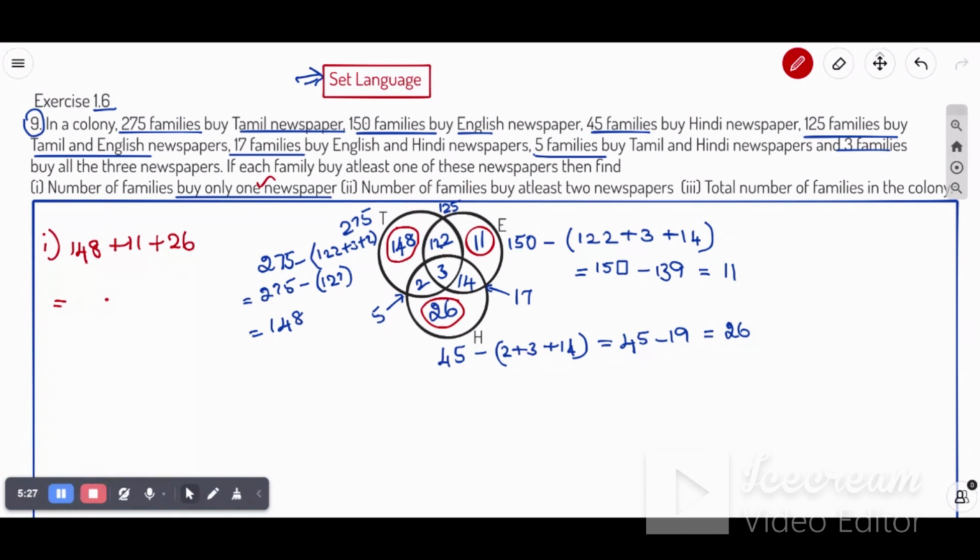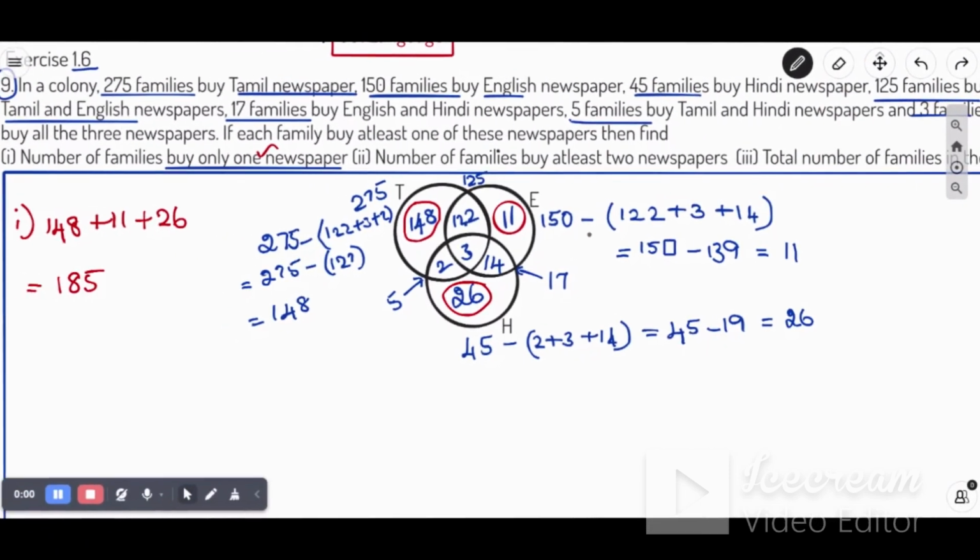8 plus 1 is 9, 9 plus 1 is 10, and 4, 4 plus 1 is 5, 5 plus 1 is 6, 7, 8, and that is 185. So 185 families are buying only one newspaper. Once we are done with this, let us move on to our next question.